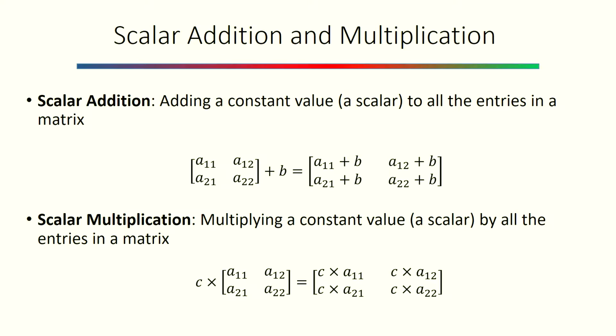For scalar multiplication, you simply multiply each entry in the matrix by the scalar. So as shown in the second equation, scalar C multiplied by matrix A will give you the entries C times A11, C times A12, C times A21, and C times A22.